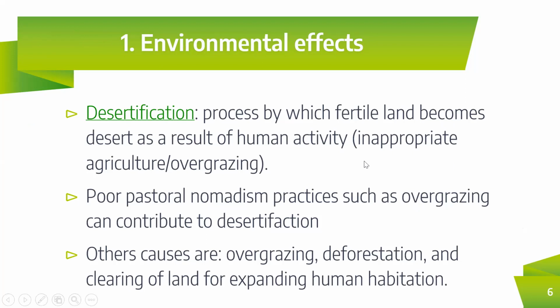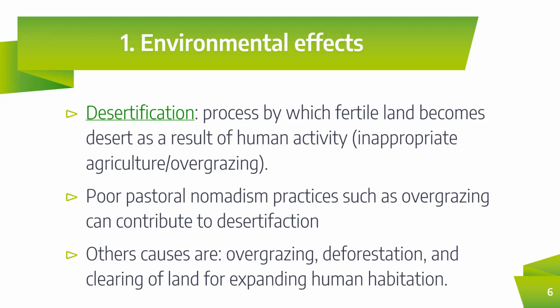Other environmental effects. We've got desertification here. This is going to be all over the world: parts of Africa, North America, Central America, Southwest Asia, the Middle East, Eastern Europe. Desertification is the process by which fertile land, or arable land, becomes desert as a result of various human activities. Part of the reason for desertification could be poor pastoral nomadism practices, like overgrazing. Other causes are deforestation and clearing of land for expanding human habitation. The areas most vulnerable to desertification are those with low or variable rainfall. One third of all farmland in India, for example, is now affected by desertification.